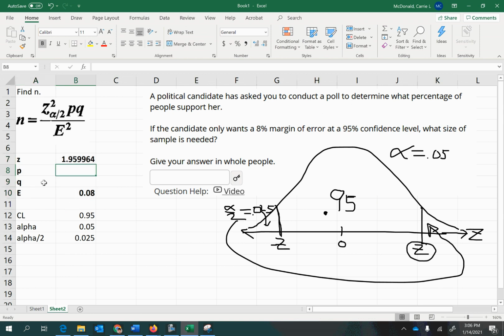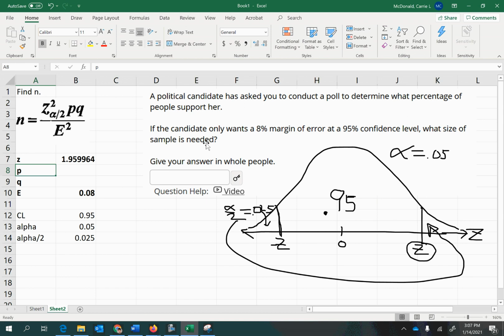So I still need a P and a Q. Remember, the P is going to represent previous research or previous knowledge that we think is correct, and we want to use that as a base for doing a new test, basically, a new estimate. But in this problem, there wasn't anything given. It told us what we were doing. We were going to estimate a percentage of people who support this candidate, and they wanted an 8% margin of error and a 95% confidence interval, and then what size of sample is needed.